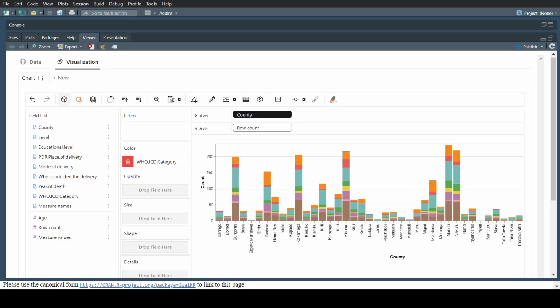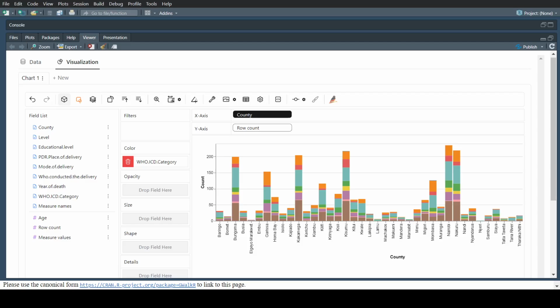So this is another key finding and a very interesting insight to look into: whether there are challenges in understanding even how to code the causes of death based on the ICD-11 or whatever classification is used by the Ministry of Health.